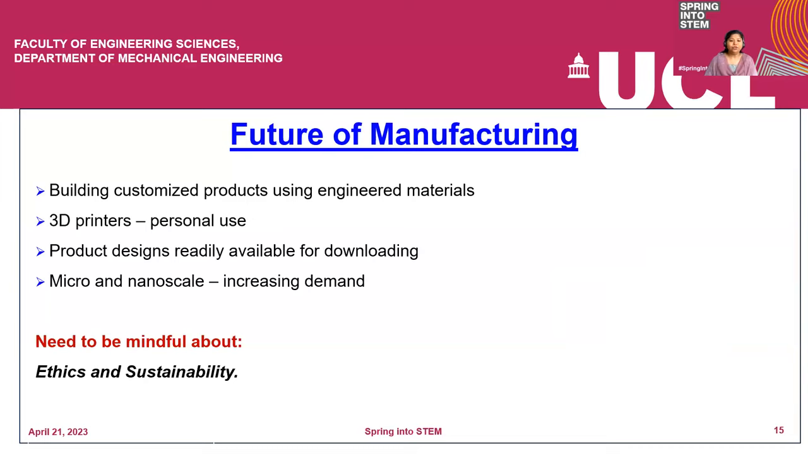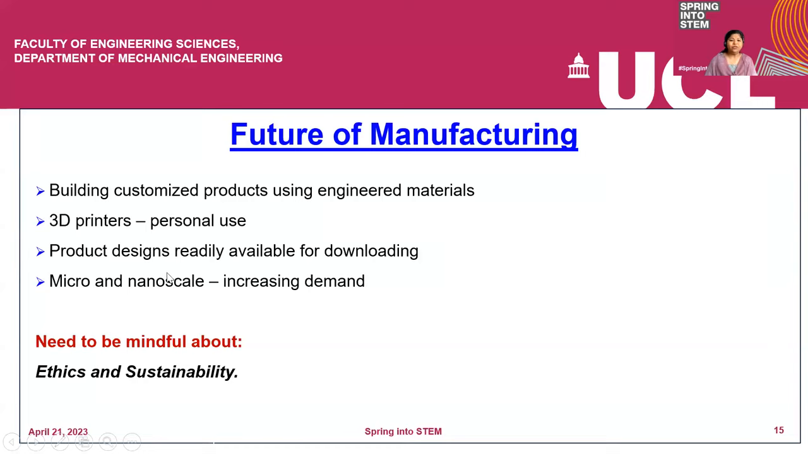So what does the future look like in the field of manufacturing? You can basically build any customized product. I explained about different materials that are available, like metals, polymers, and ceramics. You can actually engineer your own material. You can mix and make the material that you want, and manufacture the product. And again, the way 3D printers are booming is like a laptop. Everyone will own their own 3D printer, a desktop printer at home, so you can print your own design.